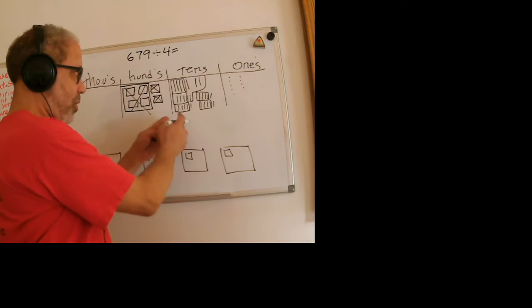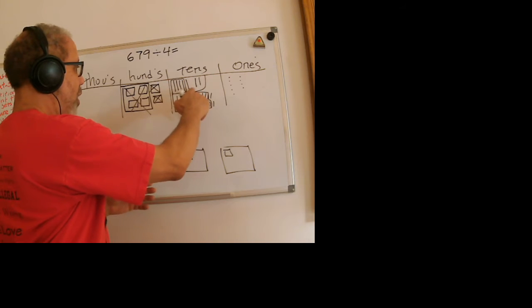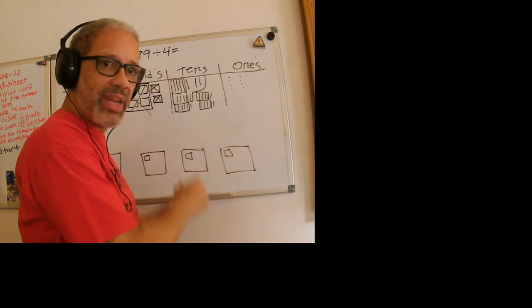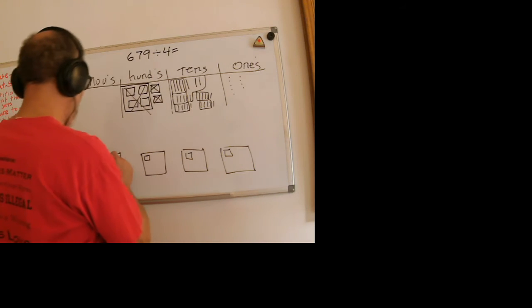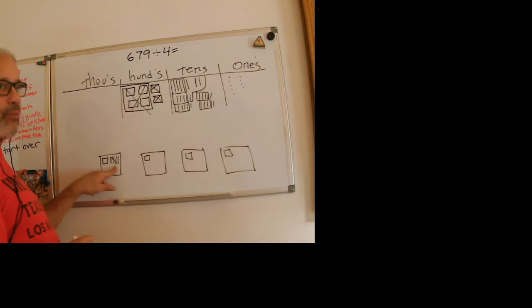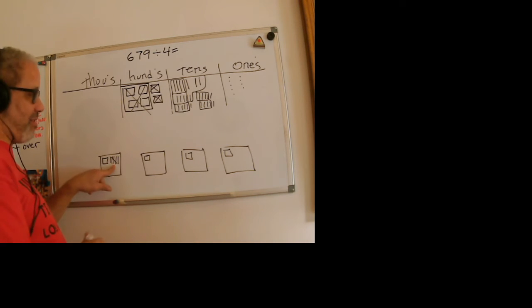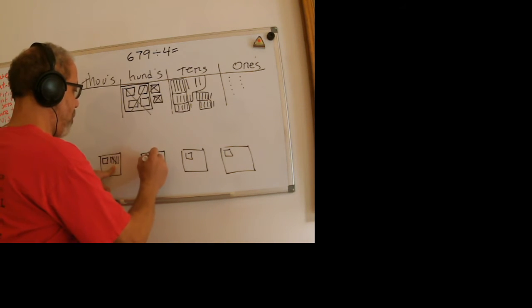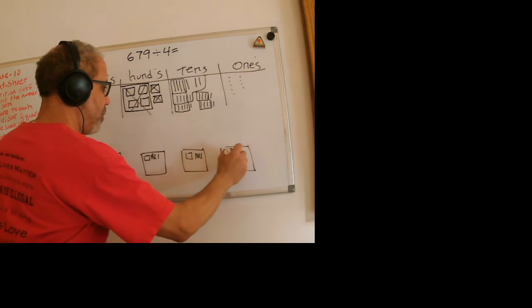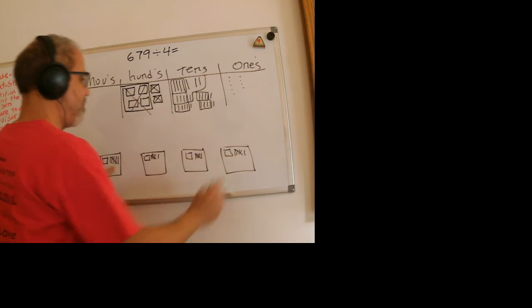So we have 1, 2, 3, 4, 5, 6 sets of 4. So each divisor square gets 6 tens. 1, 2, 3, 4, 5, 6. Use tally marks here because then you can look at that and know it's 5. 1, 2, 3, 4, 5, 6. Again, 1, 2, 3, 4, 5, 6, for each of the four divisor squares.